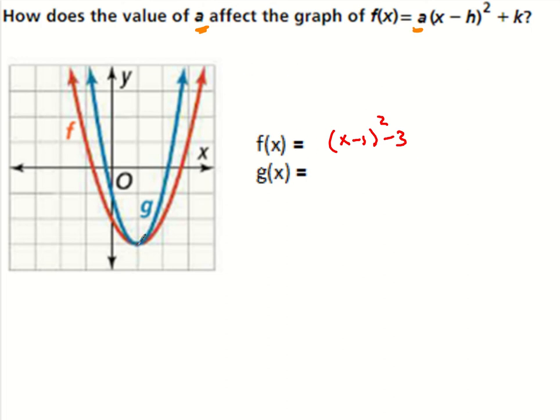What's the a value here? Well, from here to here, it goes up 1 over 1, so it has a slope of 1. So that's the function for f of x. We're done. For g of x, it has the same vertex, so all of this stays the same. This doesn't change. But as we can tell, it is more narrow.